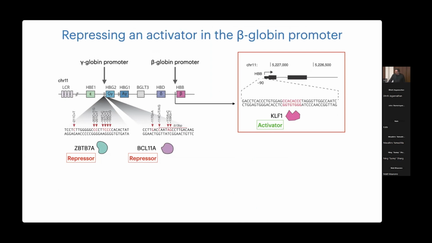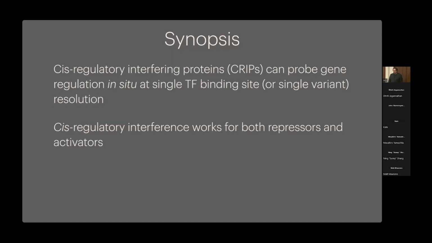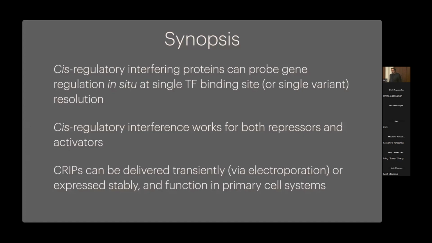And so just to give a synopsis of this, you can essentially now make these cis regulatory interfering proteins that you can use to probe gene regulation in situ at any different spot or any place that a variant is. They work in both directions for repressors and activators, and they can be delivered either transiently or expressed stably and function in primary cell systems. So now we essentially have effectively a nucleotide resolution tool that can be used to go in and start turning the knobs on gene regulation.